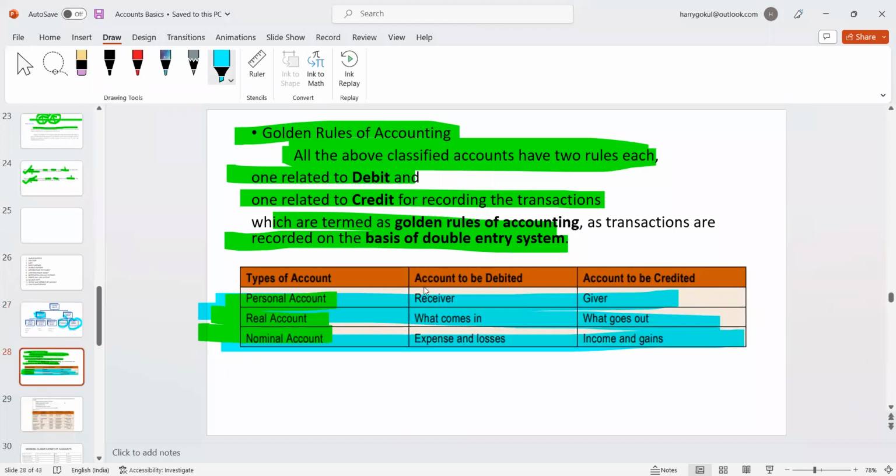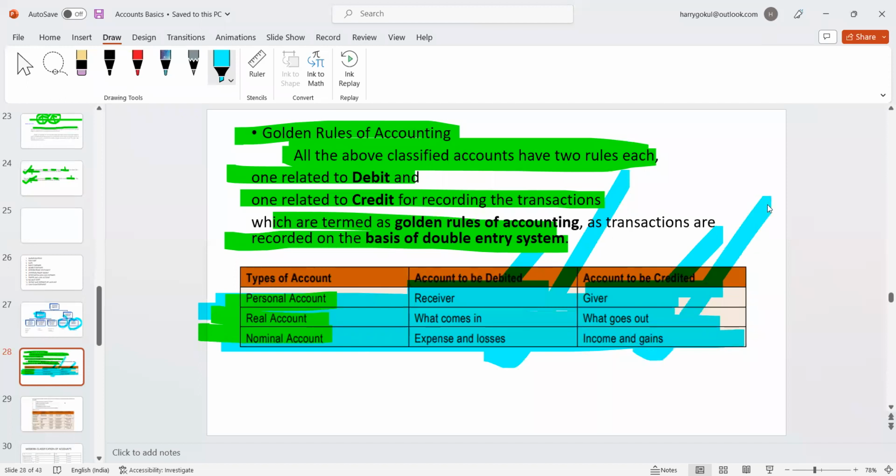For personal, debit the receiver, credit the giver. Real account: what comes in, what goes out. If it comes in, it should be debited. If it goes out, it should be credited. If it is an expense or loss, it's related to the nominal account, and you should debit it. If it's income and gain, it should be credited. I will explain it one more time in the next meeting.